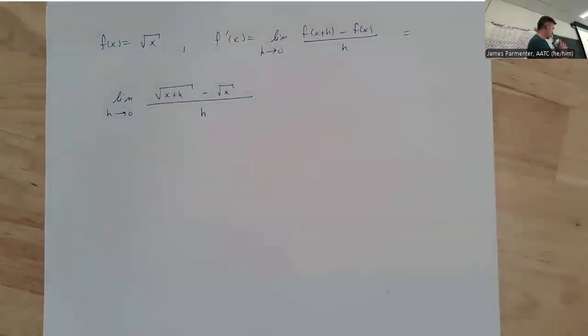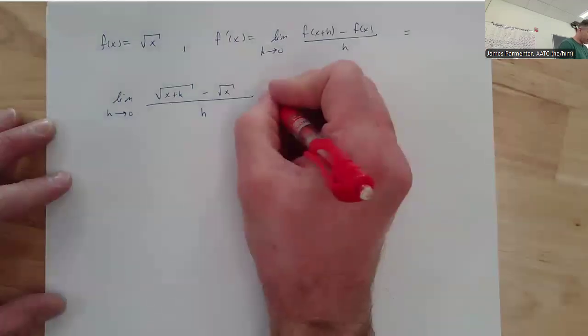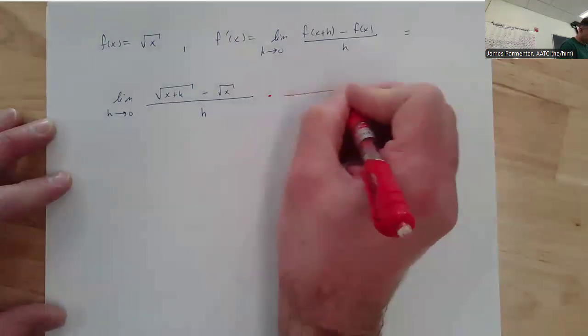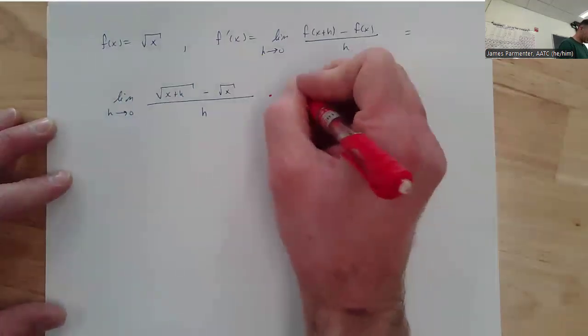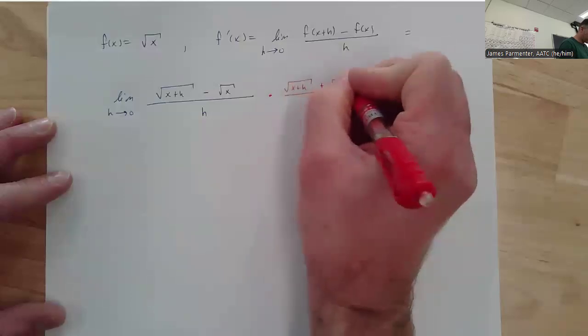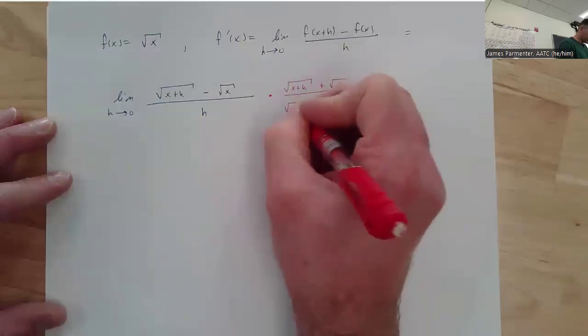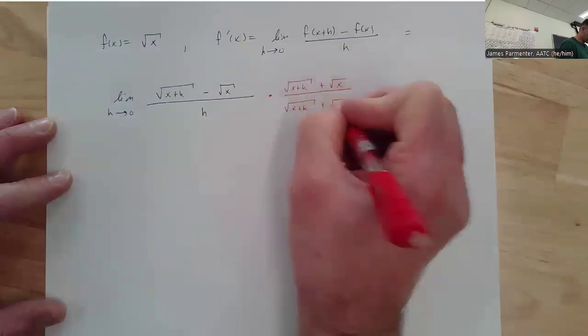And I imagine each and every one of you could tell me what the next step is that I need to do for this 0 over 0 type of limit. What am I multiplying by? Yeah. So the square root of x plus h plus the square root of x, over the square root of x plus h plus the square root of x.